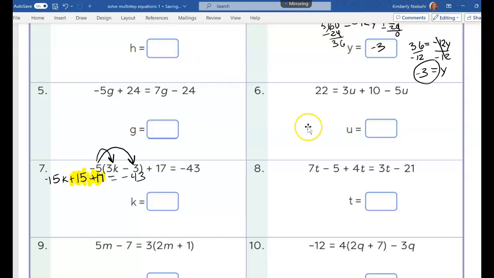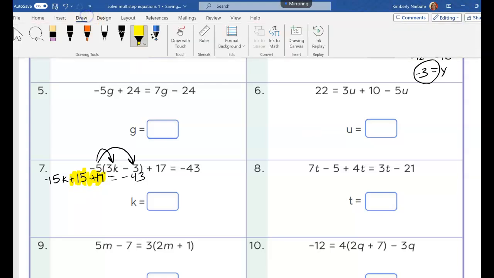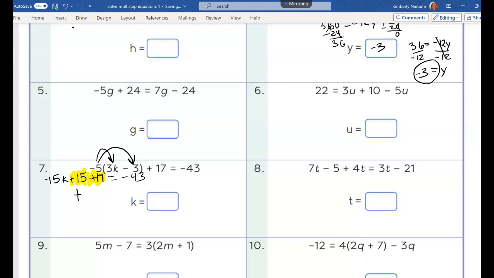15 plus 17: 10, 27, 28, 29, 30, 31, 32. Plus 32. We're going to bring down the negative 15 times k equals negative 43. We're going to subtract 32 because we want k all by itself. And the inverse of addition is subtraction.